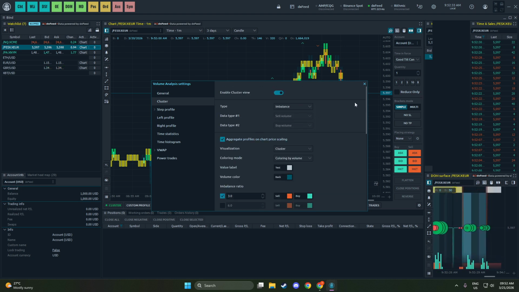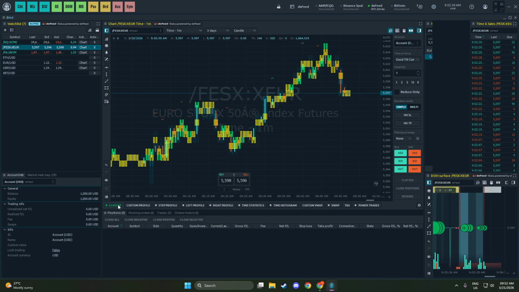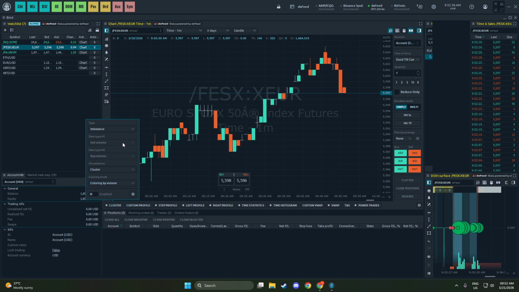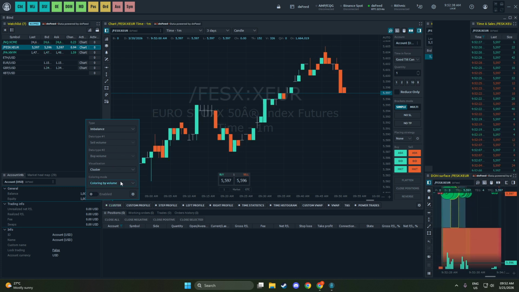Positive delta suggests buyers were in control at that price, while negative delta points to selling aggression. Number of trades counts how many individual prints occurred, which can hint at whether activity came in a few large blocks or many smaller orders.